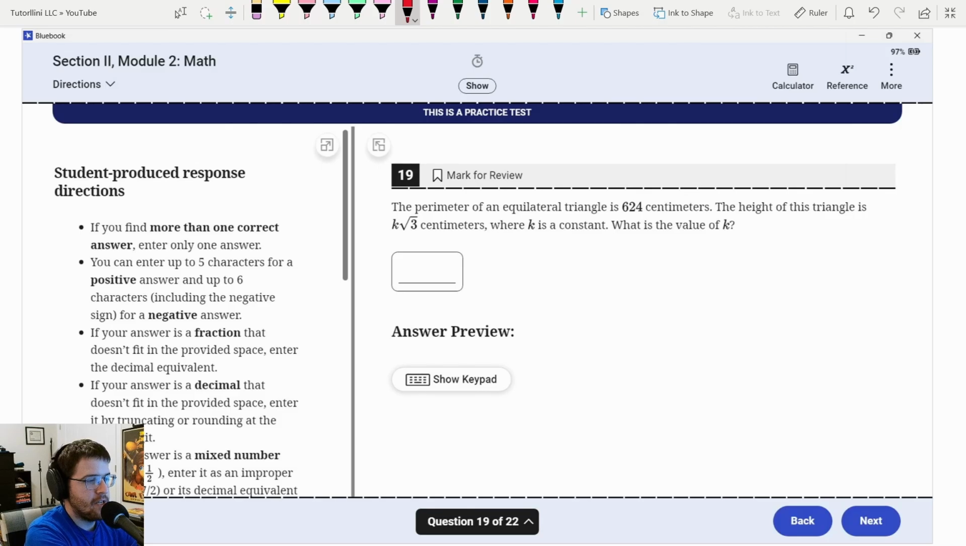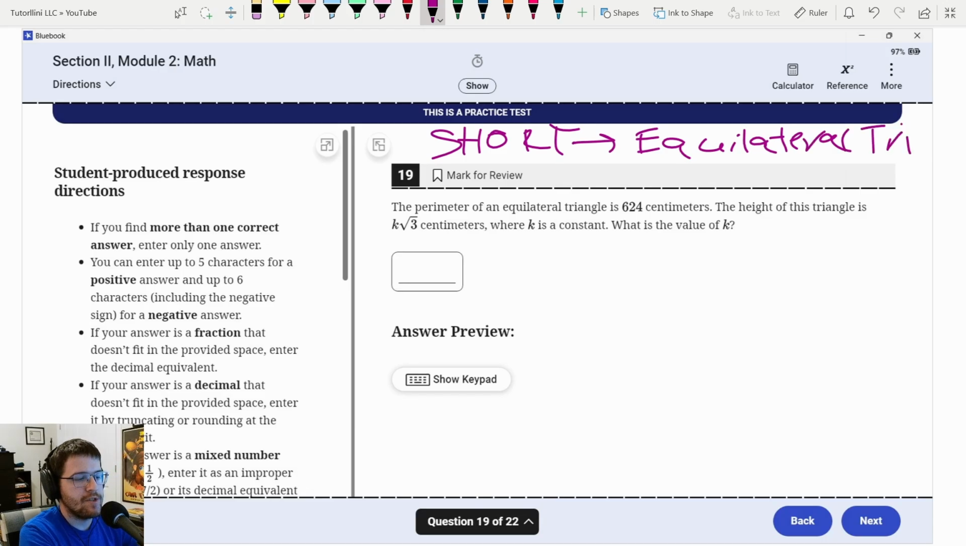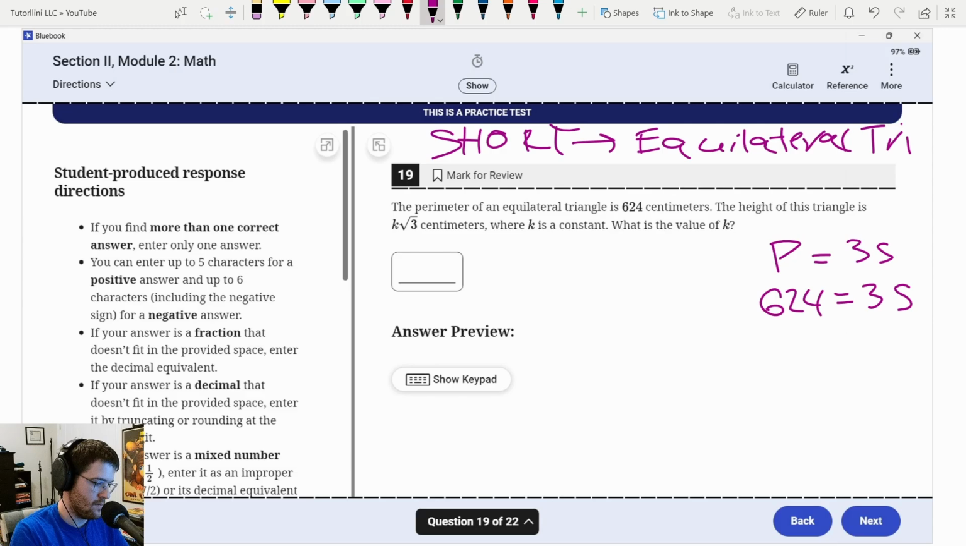Okay, question 19. I actually have a short on equilateral triangles, which goes over this in great detail. I would highly suggest you watch that before doing this question. Equilateral triangles. All right, so the perimeter of an equilateral triangle is 3s. So this means they tell us the perimeter is 624. So 624 equals 3s. If I divide both sides by 3, I get 208 is equal to the side length.